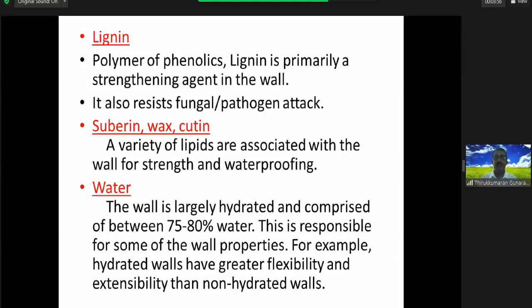And this lignin not only gives strength, but it also resists fungal and pathogen attack. So these are the things you can note: lignin, suberin, wax, and water. If you come across something else, you can add it later.